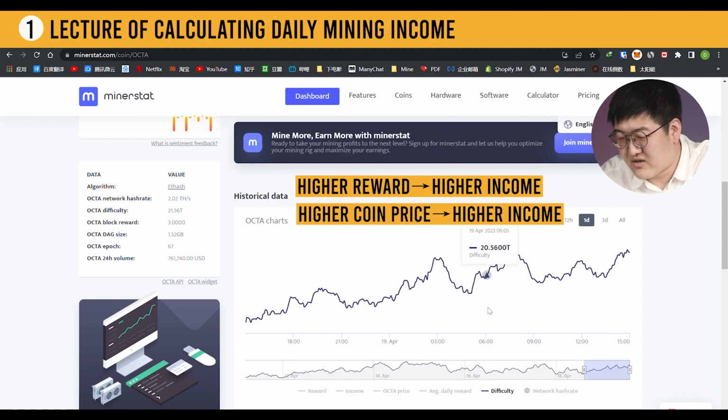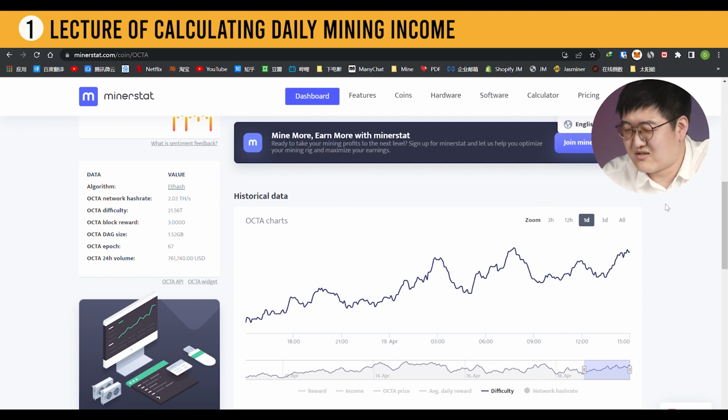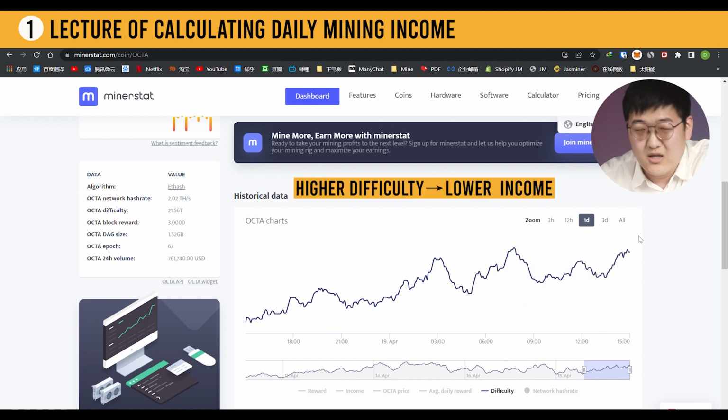And difficulty relates to, let's say, there will be some task you need to finish. Maybe a primary school level task you can finish in 5 minutes. Maybe a high school level task you need to finish, which may take around 10 minutes. So this is the theory. The higher the difficulty, the lower the payout.